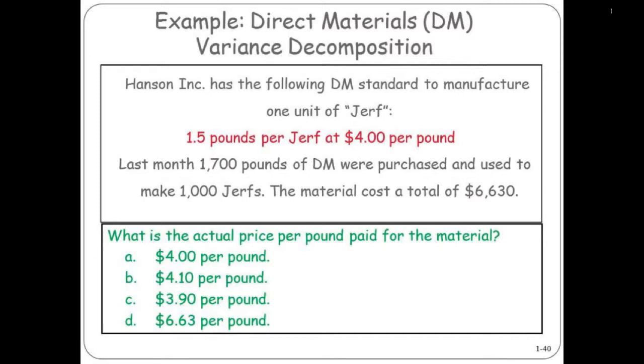Last month, 1,700 pounds of materials were purchased and used to make 1,000 Jerfs. And the total cost was $6,630. What was the actual price per pound? Actual price per pound paid for the material, the stuff.